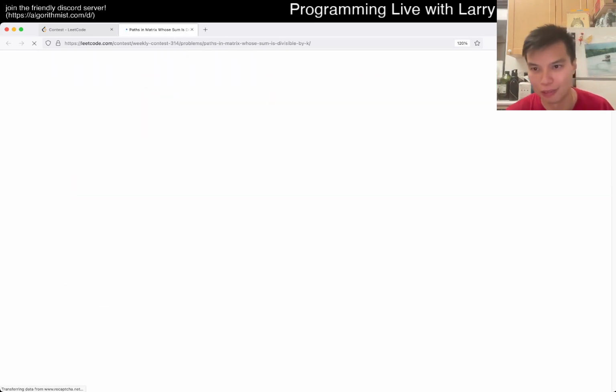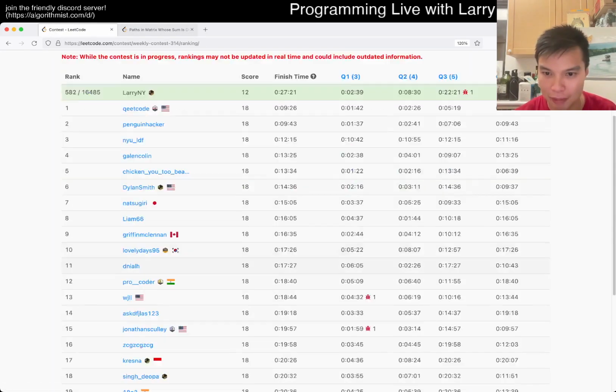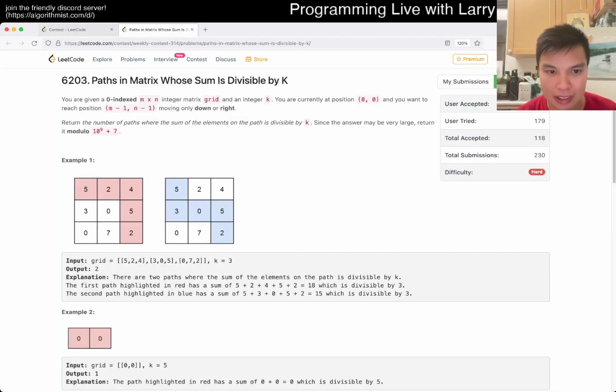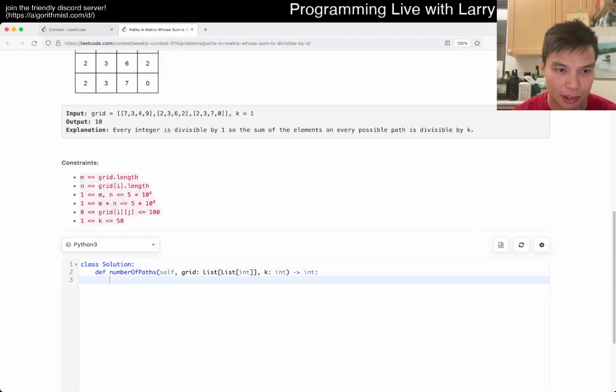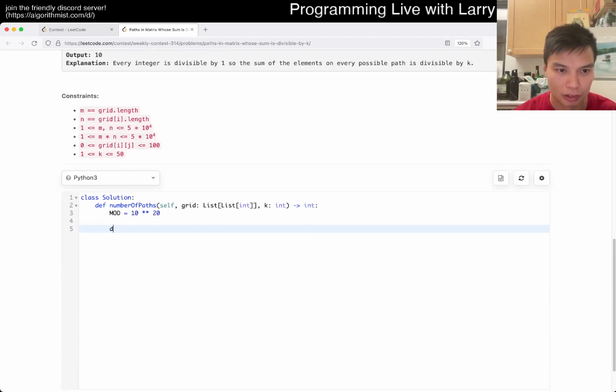Yes, that was a hard one. That was the one that I was worried about. Apparently a lot of people got it though, so I'm really far behind. Okay, so we're counting the number of paths such that the sum of the elements on the path. Okay, what's k? Let's do mod. This is very easy. Oh yeah, I was going to say that's pretty big, but then it's m times n. So okay.